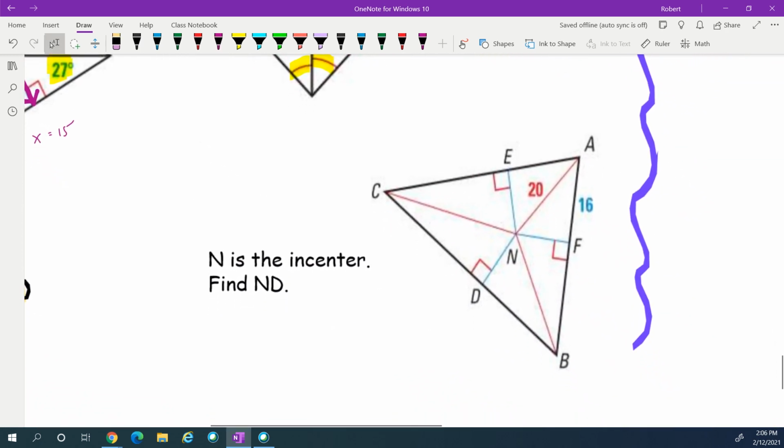In our last question here, N is the incenter. The incenter is equal distance to the sides. So these blue segments are all congruent. And that's learning that vocabulary. The incenter is where the angle bisectors meet. It is equal distance to the sides.